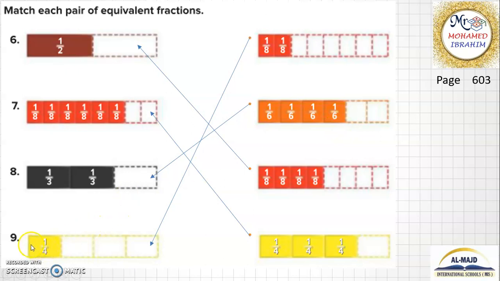The last one, number 9, we shaded 1 part out of 4. Very similar to the first rectangle. 2 parts out of 8.